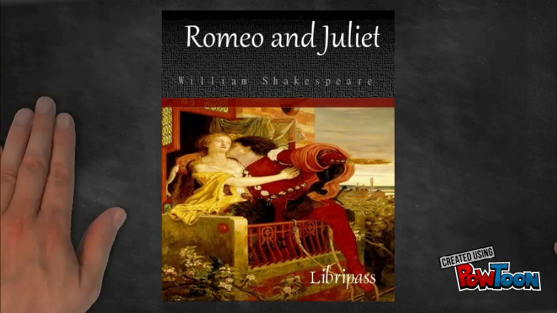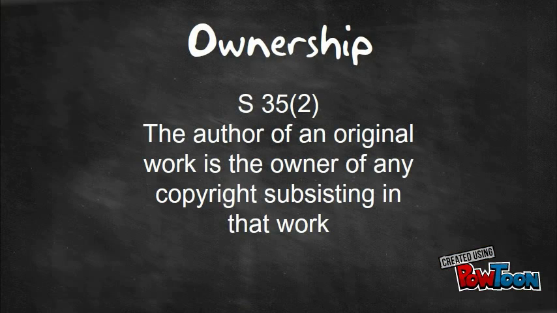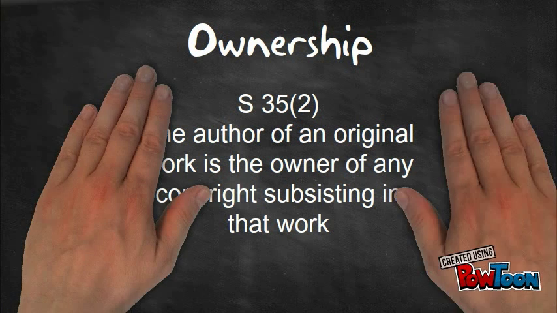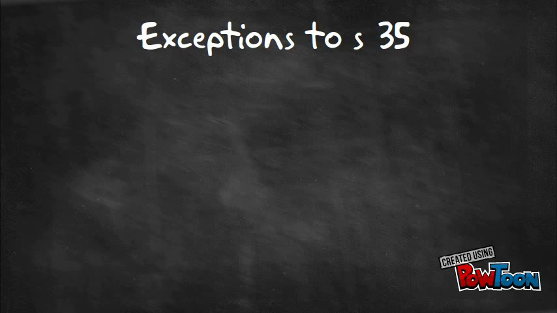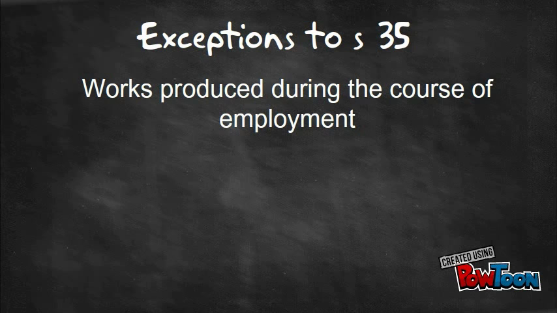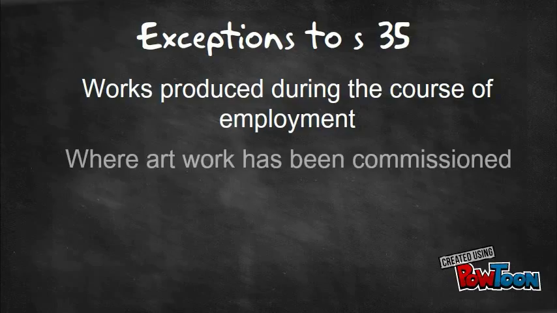Now we will move on to ownership. Section 35, subsection 2 of the Copyright Act states that the author of an original work is the owner of any copyright subsisting in that work. However, there are exceptions to this general rule, which include situations where works are produced in the course of employment and where artwork has been commissioned.